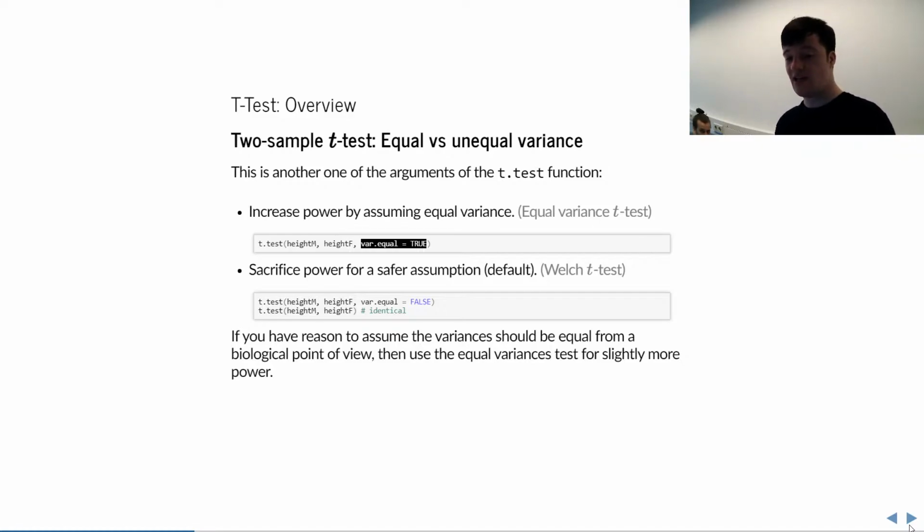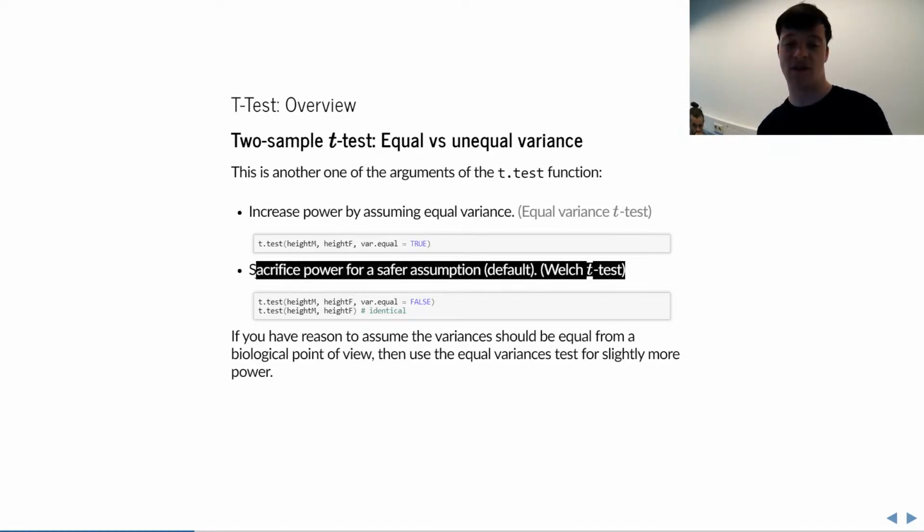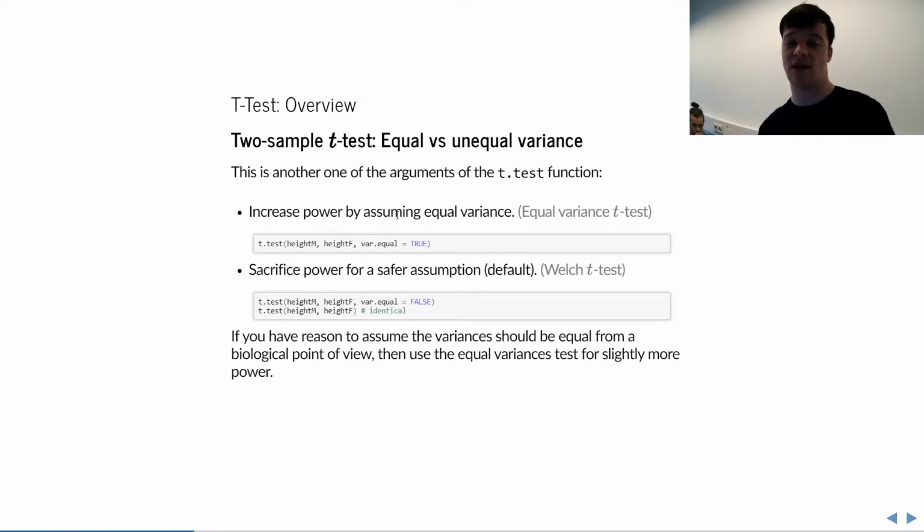That will give you slightly less power, and power is your ability to demonstrate a significant effect with your sample if there is a real difference in the population. So that power will be slightly reduced with unequal variance, but it's a safer assumption. So the p-value is correct even when variances are unequal, but also when they are equal. So this test is always correct to do in terms of false positives. This test is only correct if variances are indeed equal.